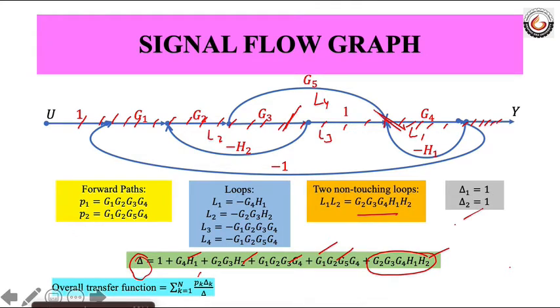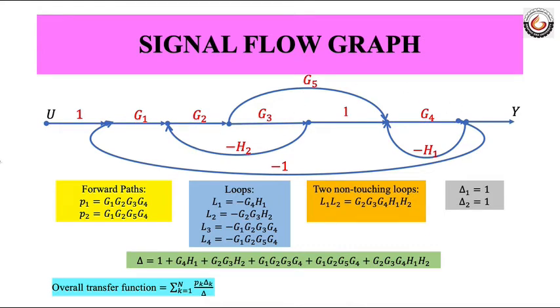Similarly, if I erase all, my other forward path is this one. This is my other forward path. So L4 is touching, then L2 is touching, now L3 is touching it, then L1 is touching, sorry, L1 is touching, L3 is touching, this L2 is also touching, and L4 is also touching. So all loops are touching. So delta 2 is also 1. So in both the cases, delta k is 1. So this is how we got this transfer function in both the cases.